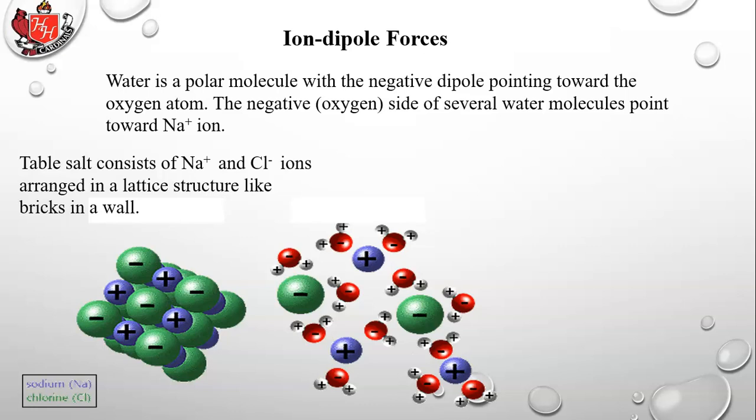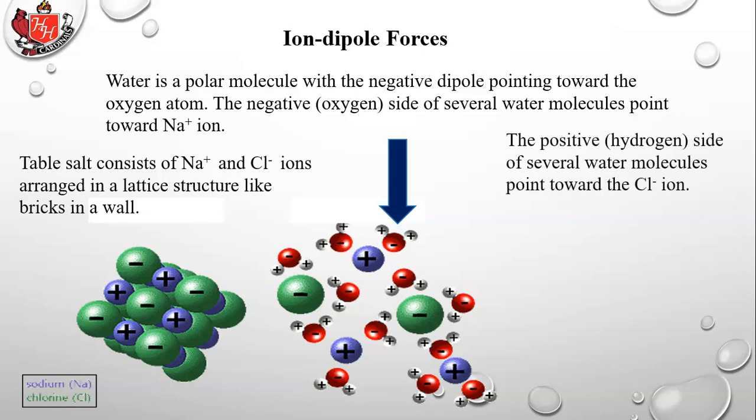And what they do is they will go over to the salt crystal, they'll gang up on one of those positive sodium ions and pull it away. So that would be an example right there where you see two water molecules hanging on to that sodium ion there. The positive hydrogen side of several water molecules point toward the Cl, the chloride ion. So there you can see 3 or 4 different water molecules. The positive side, which is where the hydrogen is, that's the positive dipole of the water molecule. They'll grab onto the chloride ion and pull it away from the salt crystal.